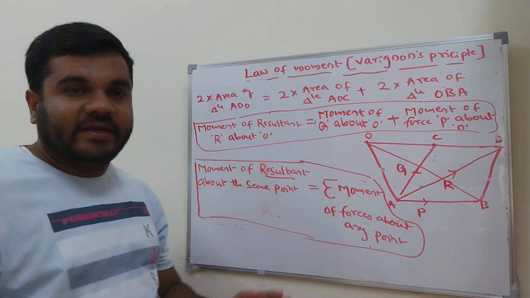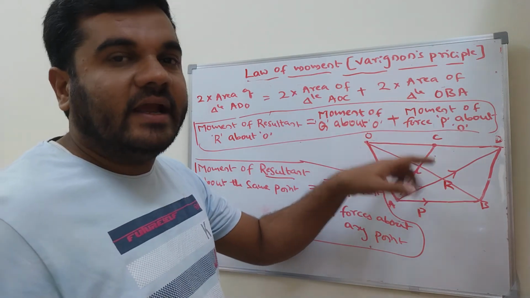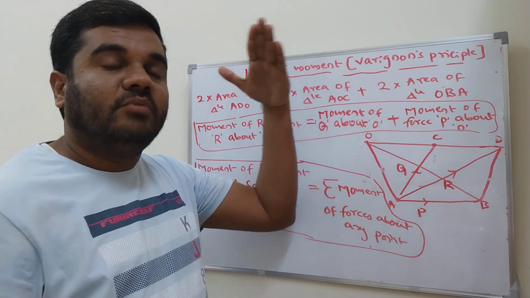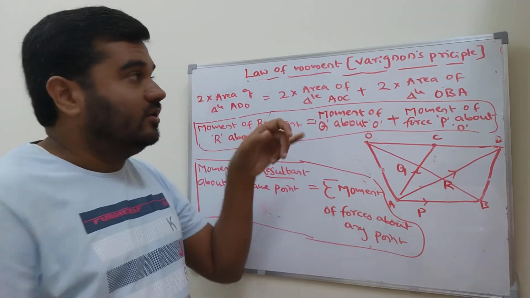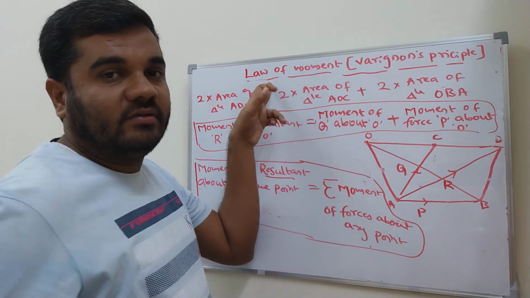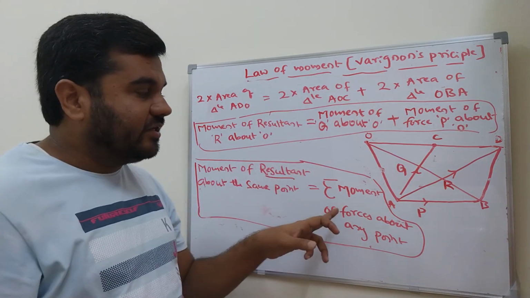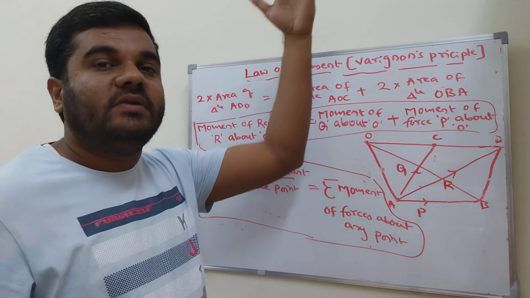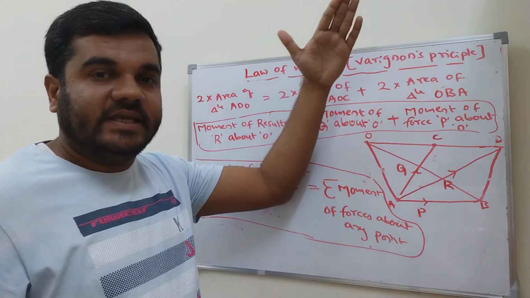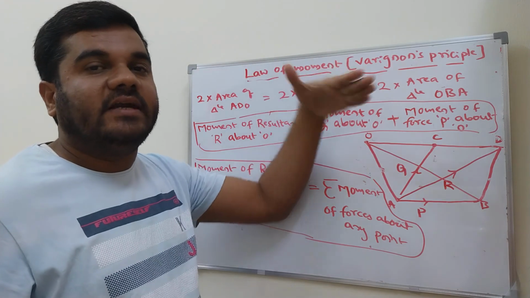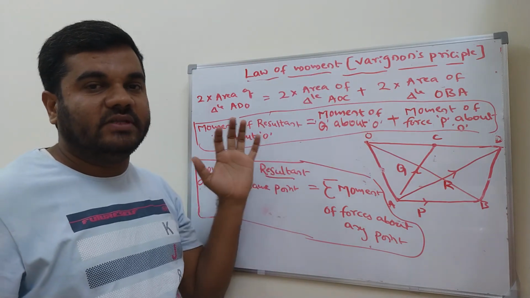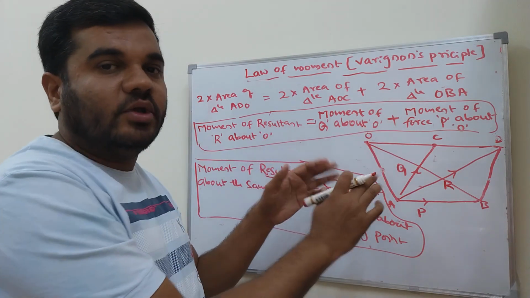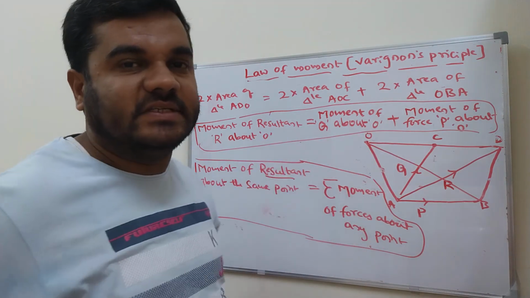Okay. So finally, if n number of forces are acting at a point, and you want to find the resultant moment, you need to apply the law of moments. What does it tell? The summation, that is the algebraic sum, of the moments of n number of forces about any point is equal to the moment of the resultant about the same point. This is how you need to apply it here. This is only for 2 forces, but you can apply the same law for n number of forces.